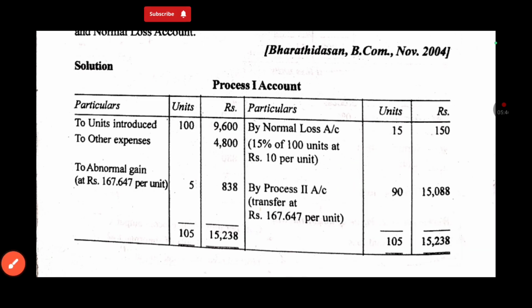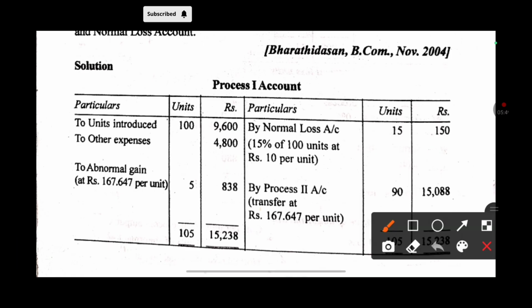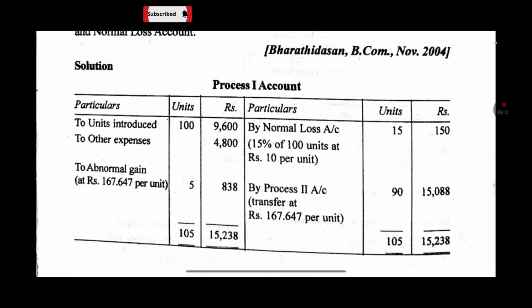Okay, so accordingly, as per the format, we enter normal loss 15 units. Calculated with the 15% on the 100 units, we get 15 units of normal loss. And then they have given in the question the actual output, 90 units. It is to be transferred to process 2 account.